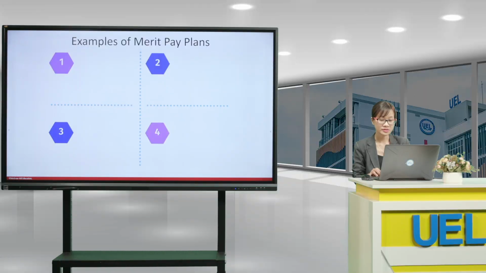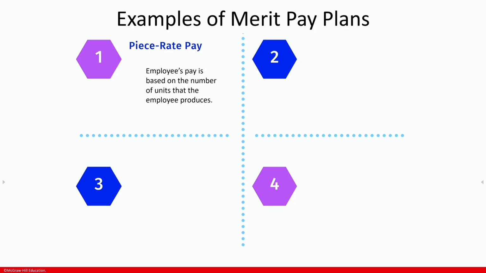Managers can choose among several merit pay plans depending on the work that employees perform and other considerations. So we'll be talking about some examples of merit pay plans. The first one is what we call piece rate pay. Using this individual-based merit plan, managers base employees' pay on the number of units each employee produces. And it could be any products, like televisions or computer components.